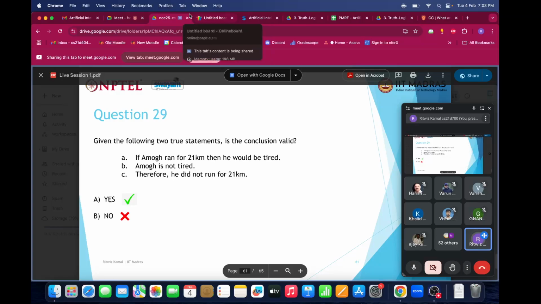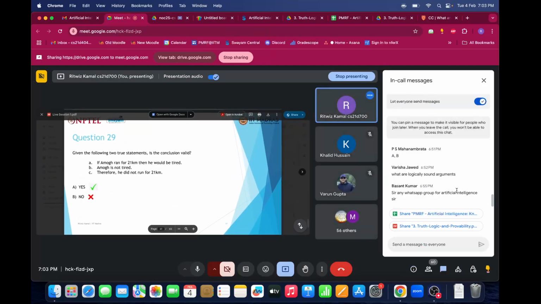Does this answer any confusion that might be here? So simply it is a modus tollens. Yes, it is modus tollens. Any doubts there? Okay, great then.